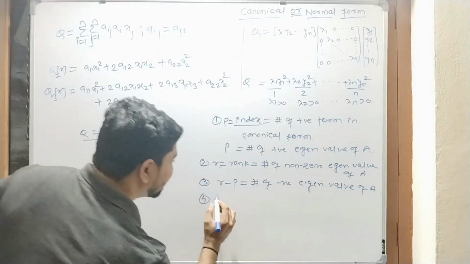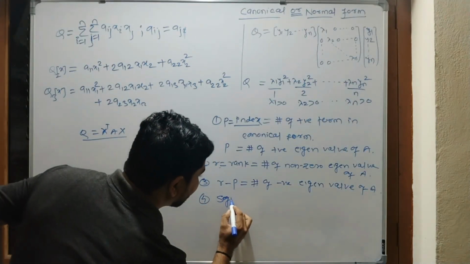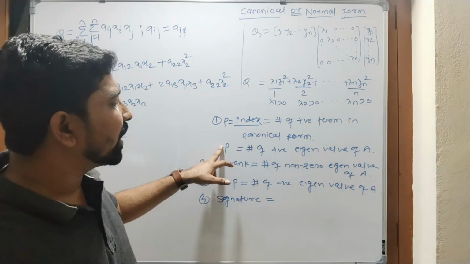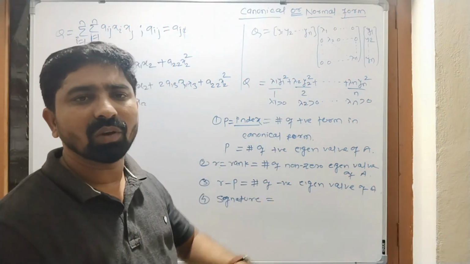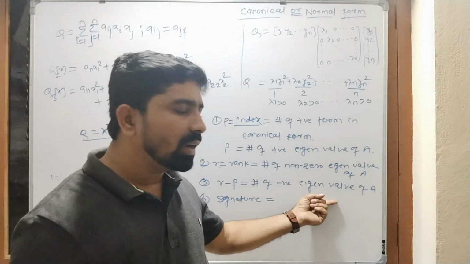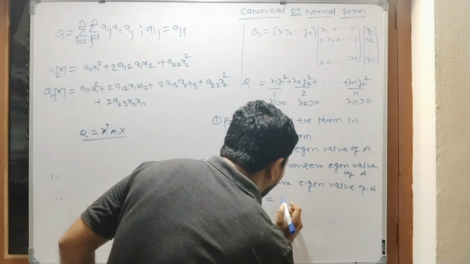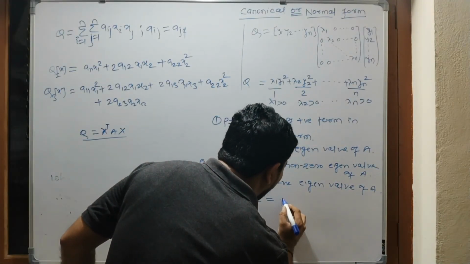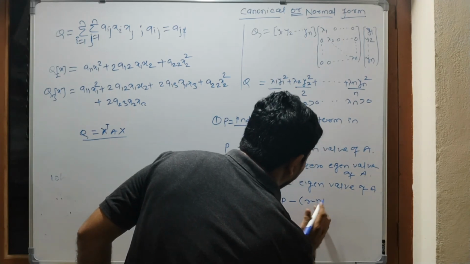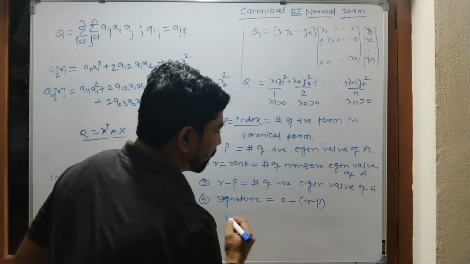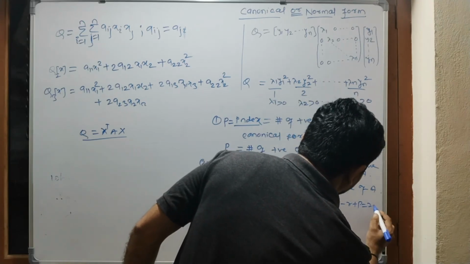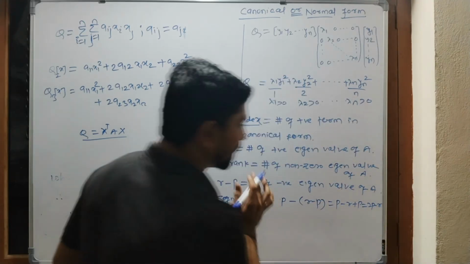So here signature is equal to the number of positive eigenvalues minus the number of negative eigenvalues, meaning the difference between the number of positive and negative eigenvalues. That is p minus (r minus p), which is equal to 2p minus r. This is my signature.